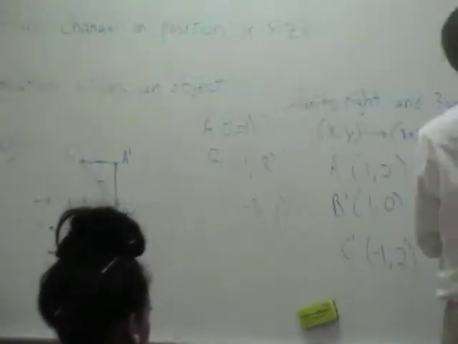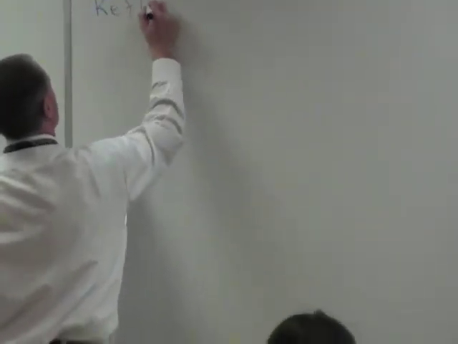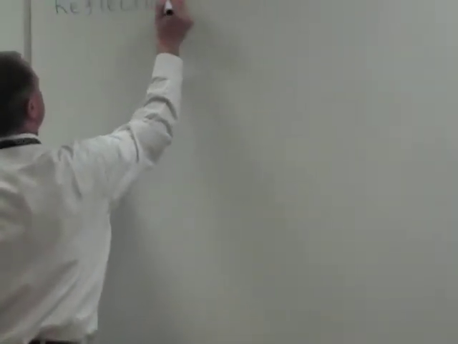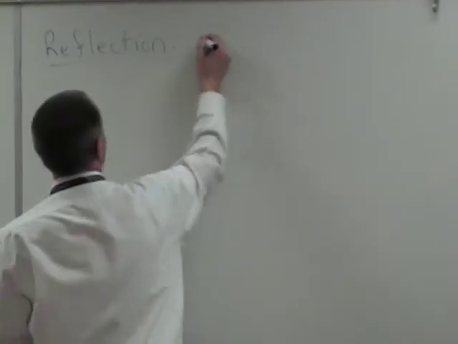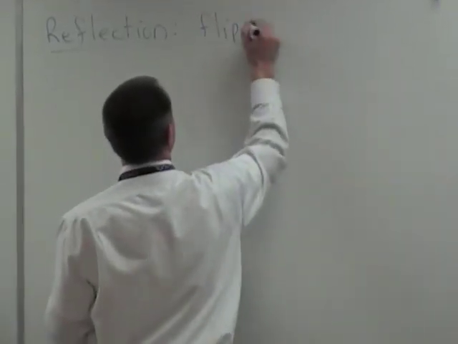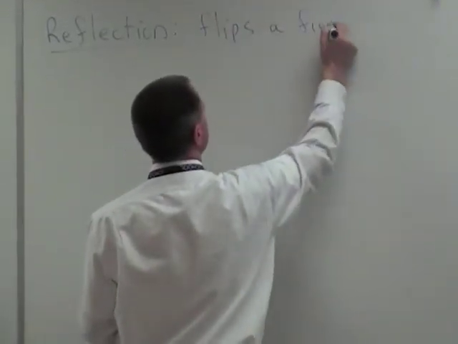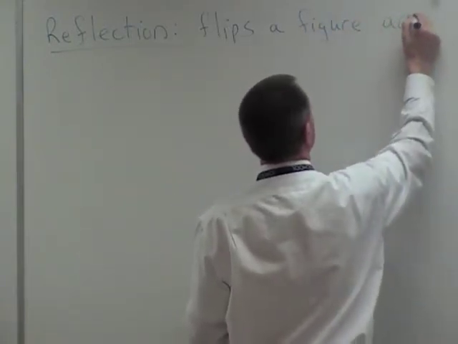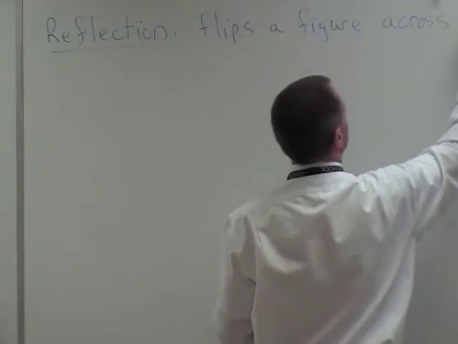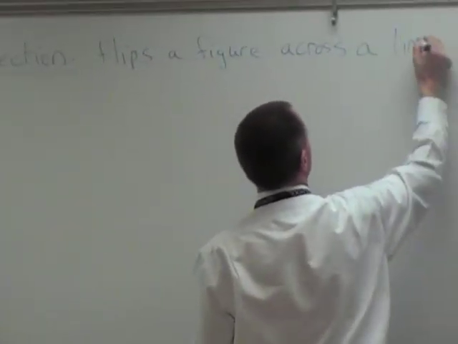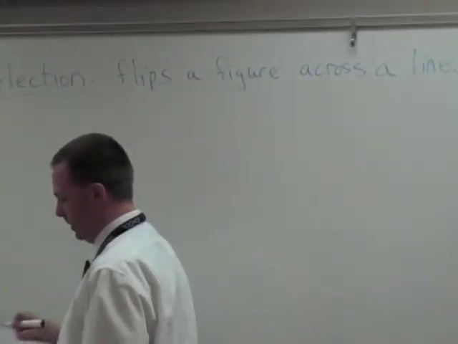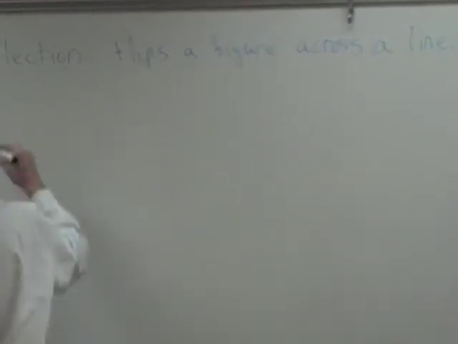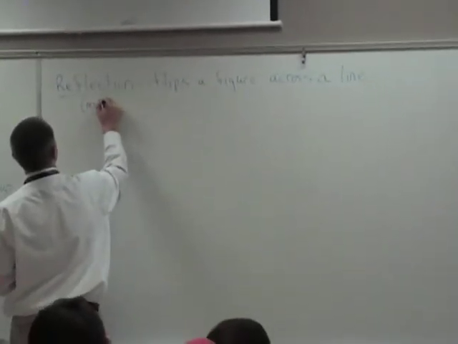Example 2. Or I should just say reflection. It's not even an example. Let's talk about what a reflection is. It flips a figure across a line. It gives you the mirror image, if you want to think of it that way.